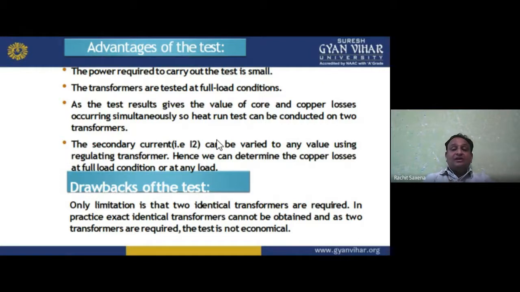So drawbacks of the test: the only limitation is that two identical transformers are required. In practice, exactly identical transformers cannot be obtained. As two transformers are required, the test is not economical. For example, I am using two transformers, so the cost is very high. And if I want identical transformers, practically exact identical transformers cannot be obtained. Some changes will be there. So this is the drawback, but the advantages are more compared to the drawback.